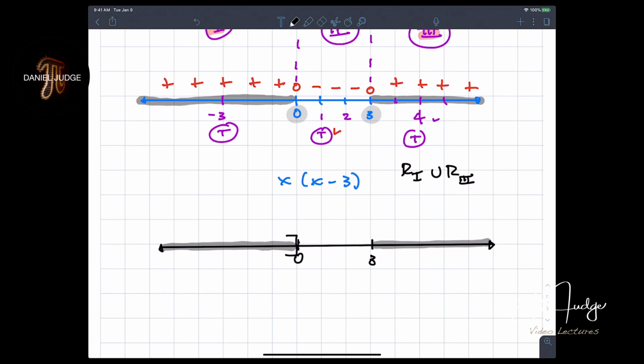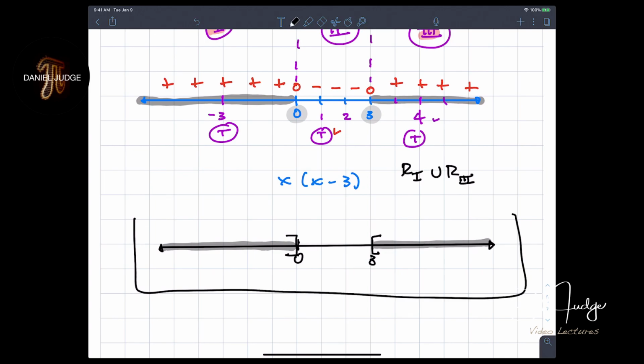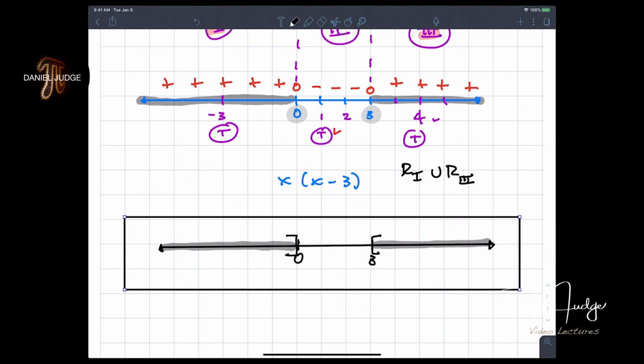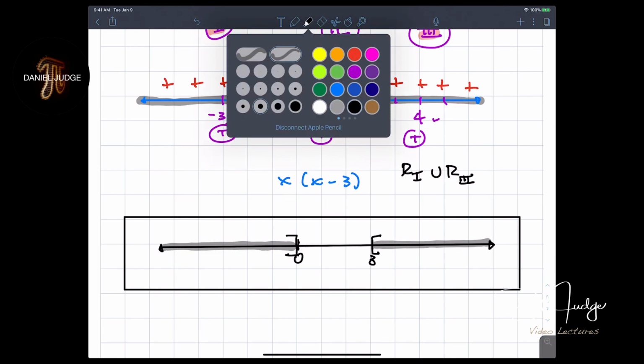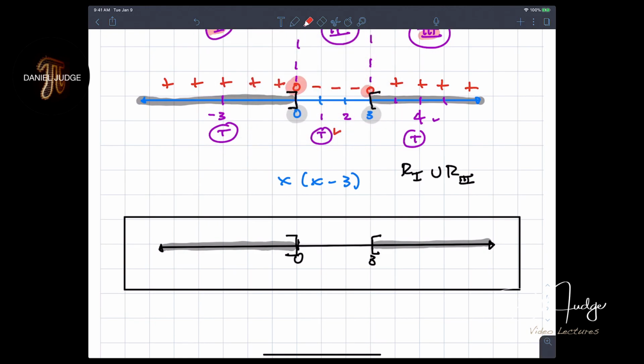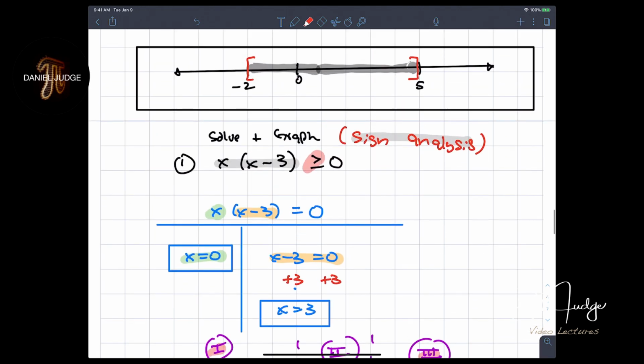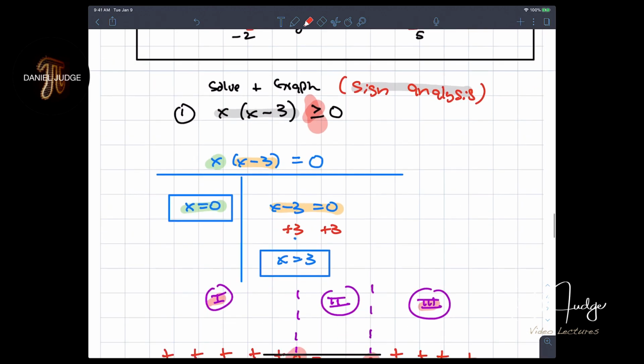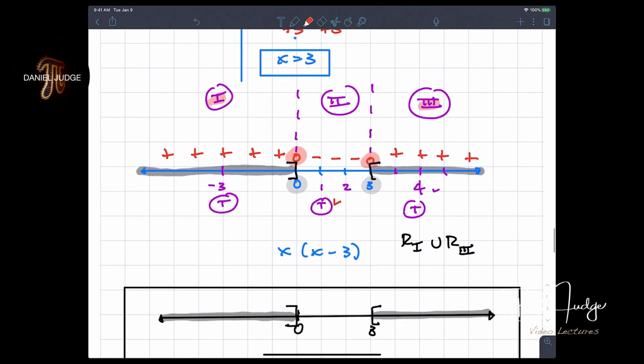So square bracket, really. This is what you see in the back of every book. Even though you're seeing the answer here, include the 0. That's why we put it here. Notate the 0 above there, because this is greater than or equal to. Include 0. So all the information is in the sign analysis work you did here.